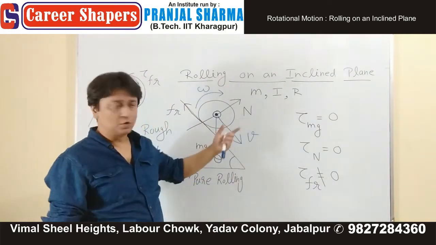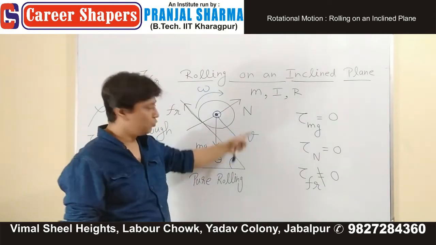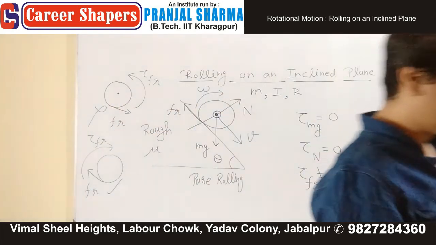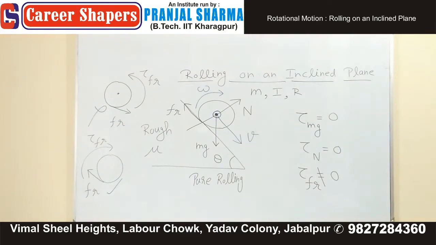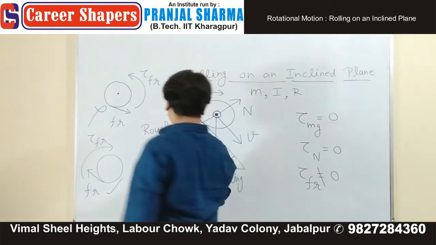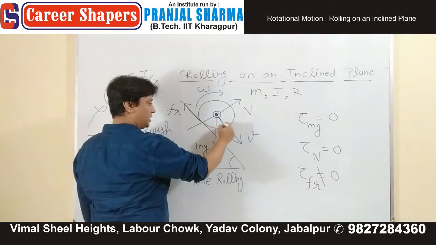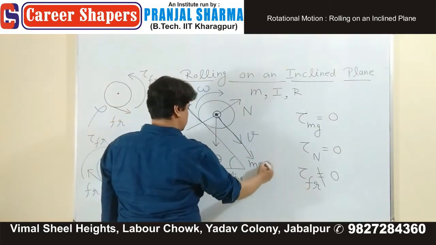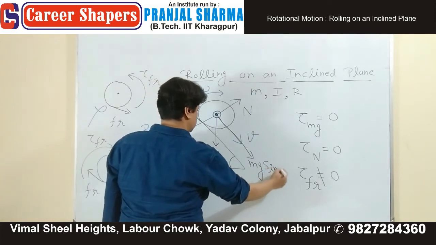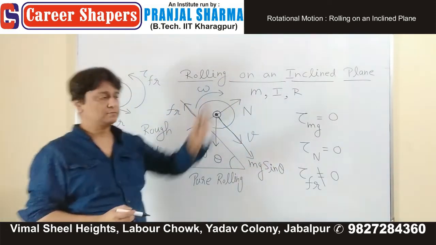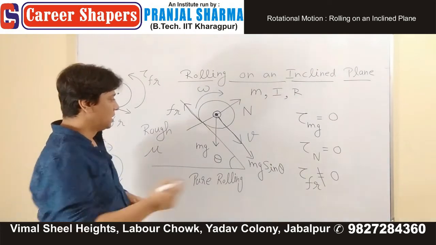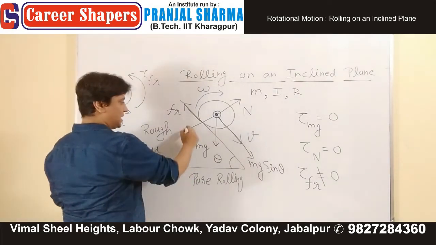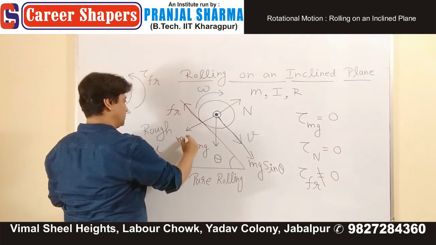What is that force which is producing the V? The basic cause. Good. That force is what? Component of mg acting in this direction, which is mg sine theta. There are two components of mg. This is mg sine theta and this is mg cos theta.